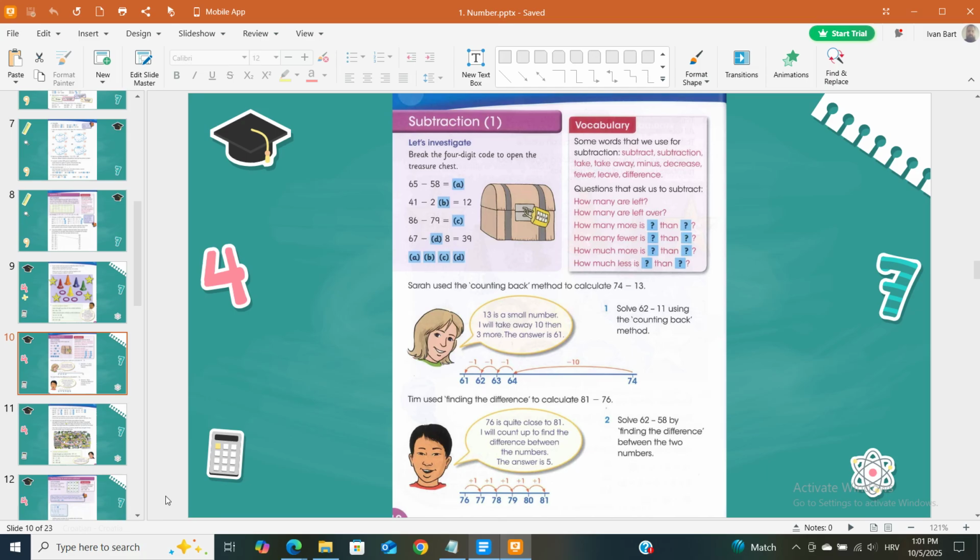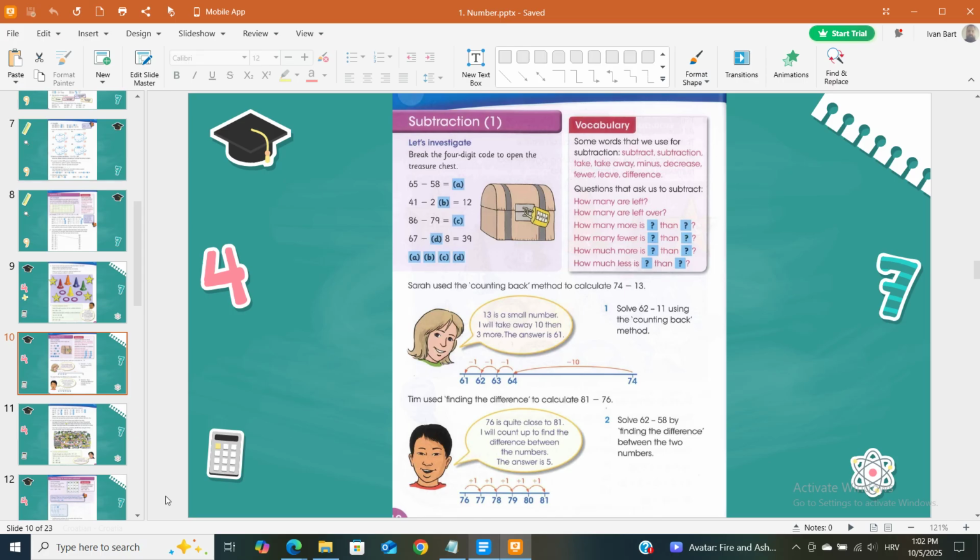67 minus (D) 8 equals 39. How many fewer is than? How much more is than? How much less is than?